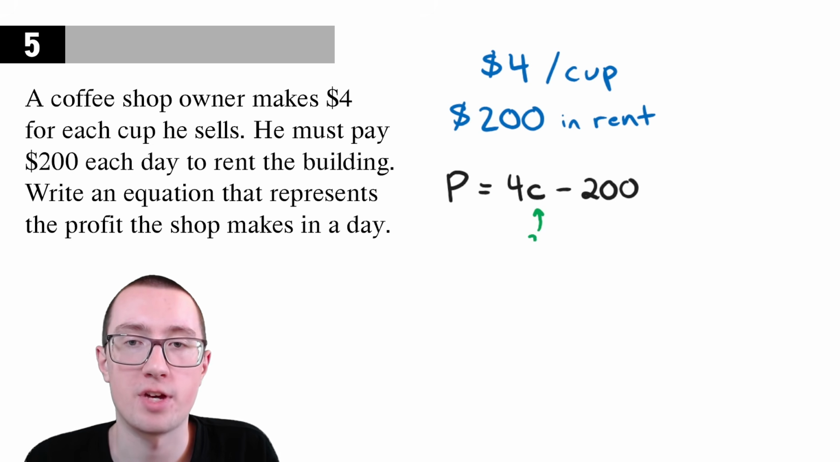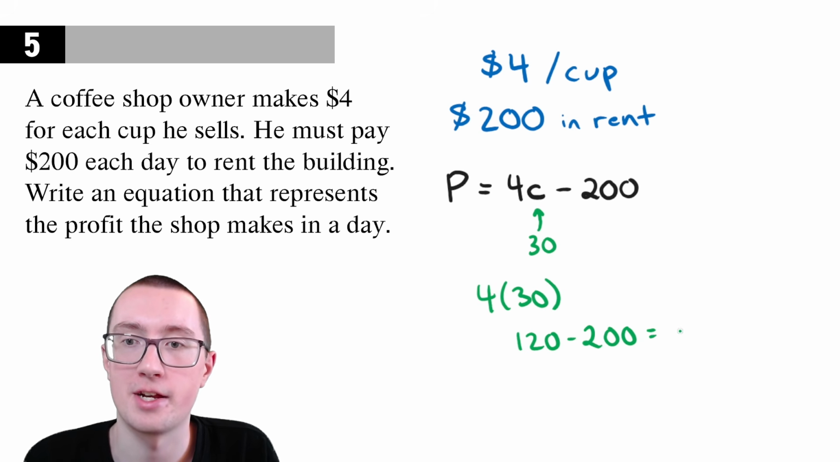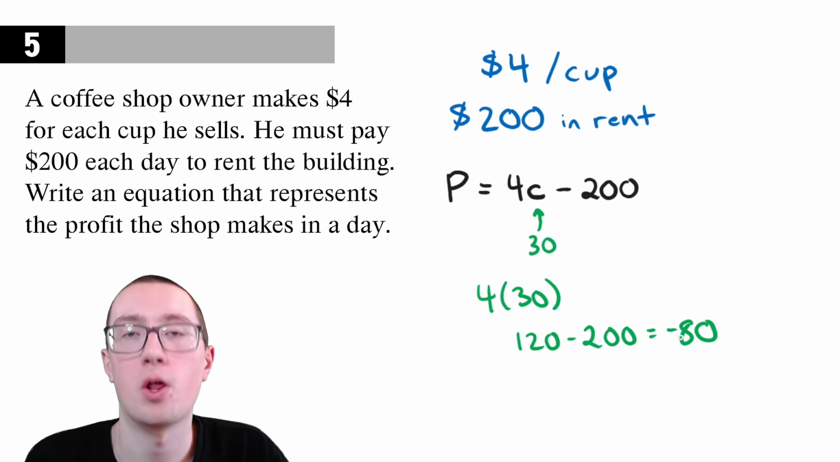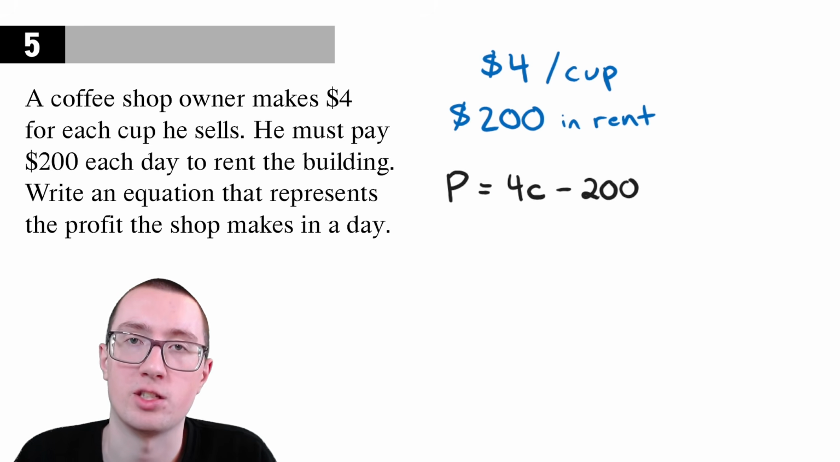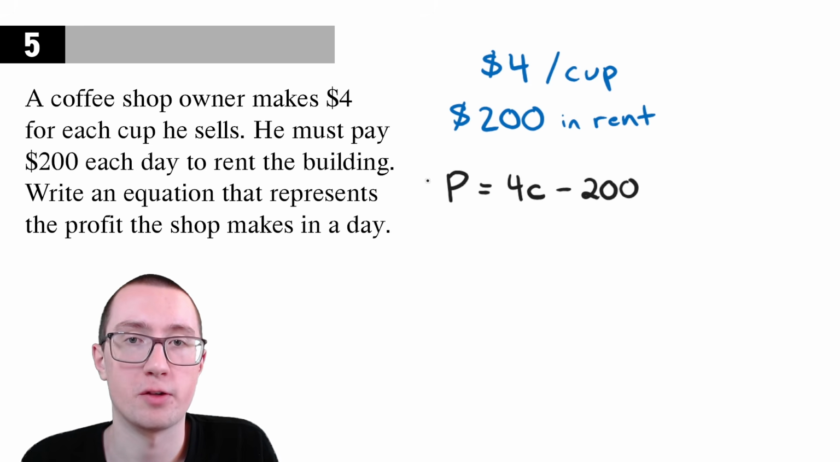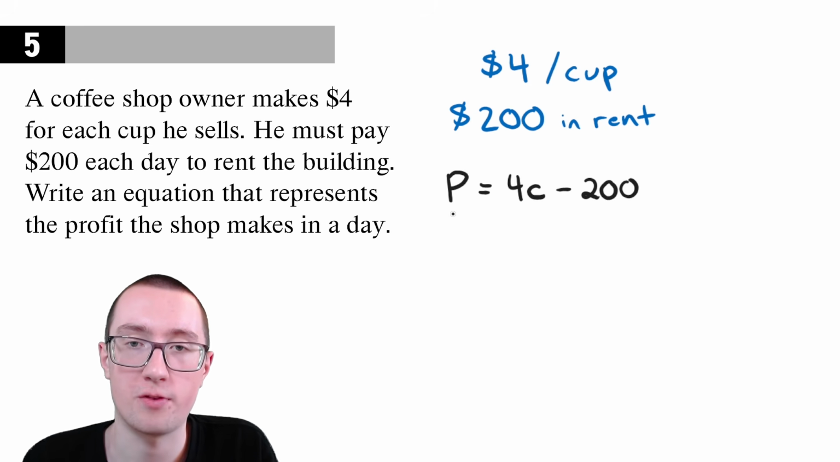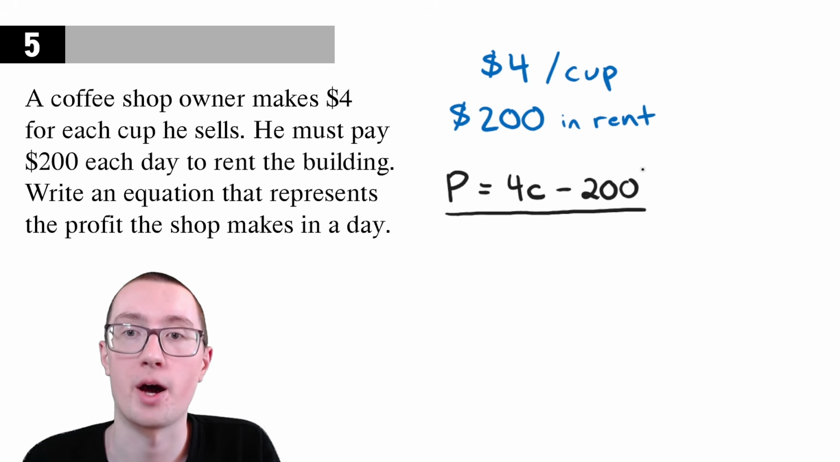So let's say we only made 30 in our day. Well, then we would do 4 times 30, which is 120, minus 200, which is negative 80. So on that day, we would have lost $80. And this is basically the same thing as writing an equation with x and y. So you could use those letters too, and then you could graph it. But in this case, we have written the equation to represent profit. Profit is equal to 4 times the amount of cups we sold minus 200.